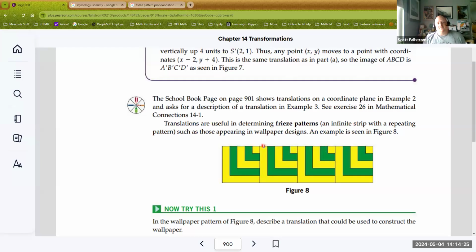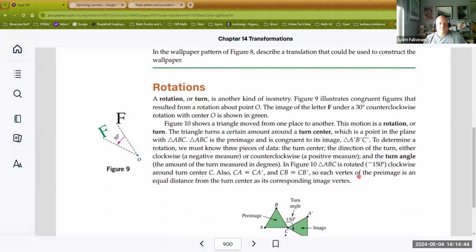Now, basically what they're saying is if you look at things that you see out in the world, whether it's tiling patterns on the ground, maybe it's wallpaper on the wall, you will see basically a similar idea. Whatever this looks like is copied and basically just creating a new translation. We're just sliding something across. Okay. So number one, translation.